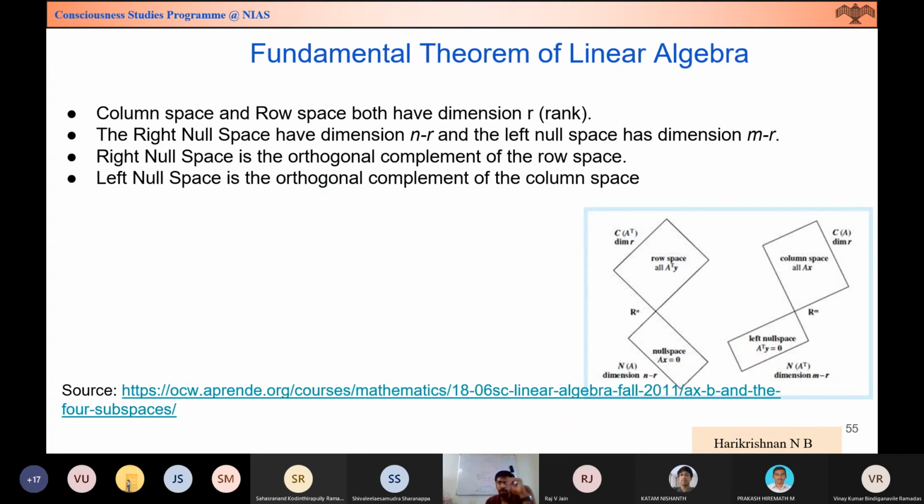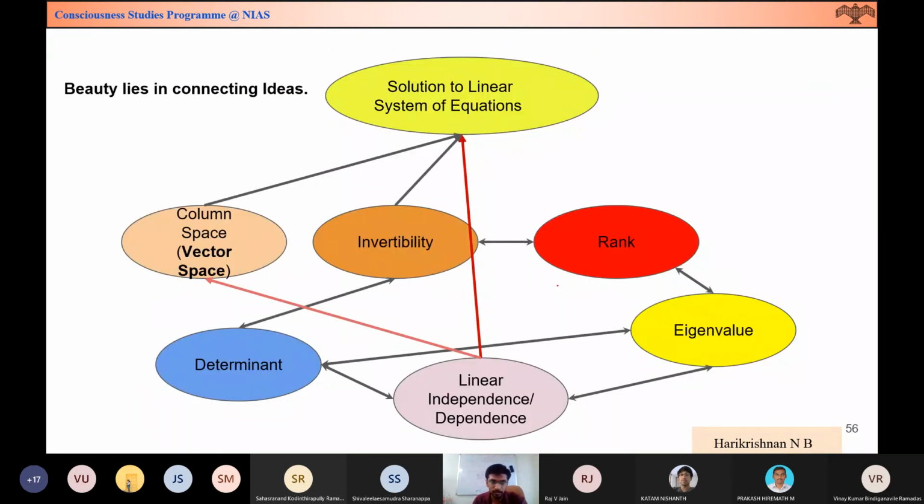I will not be able to cover this in this lecture, but I would suggest that this is one of the important theorems in linear algebra, like the fundamental theorem of arithmetic. Very, very important theorem of linear algebra. You can see here that the right null space is the orthogonal complement of the row space. The left null space is the orthogonal complement of the column space. I will not be able to cover this at this point of time, but you can read more about it, and a course on linear algebra will definitely cover all these things.